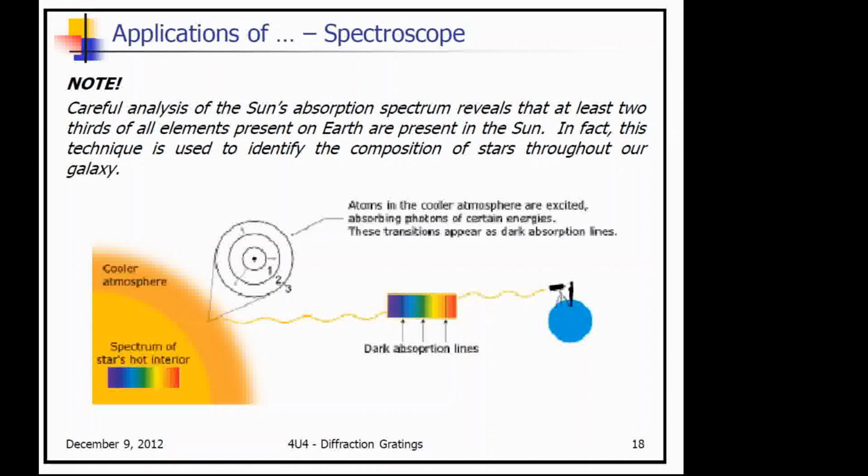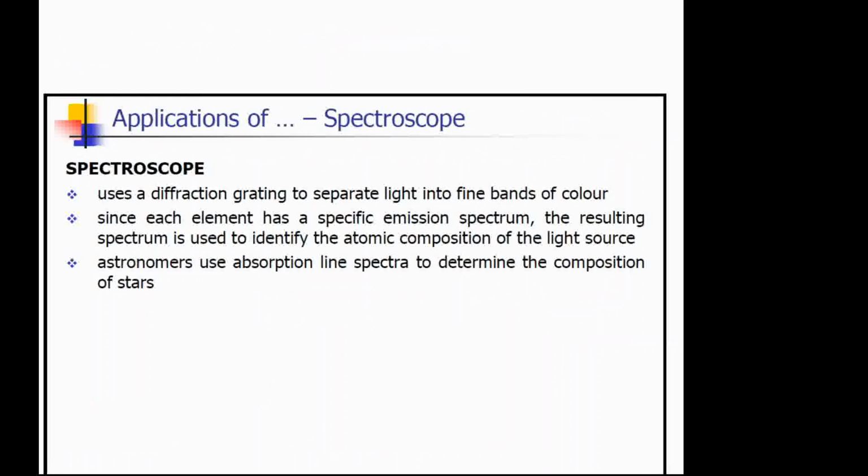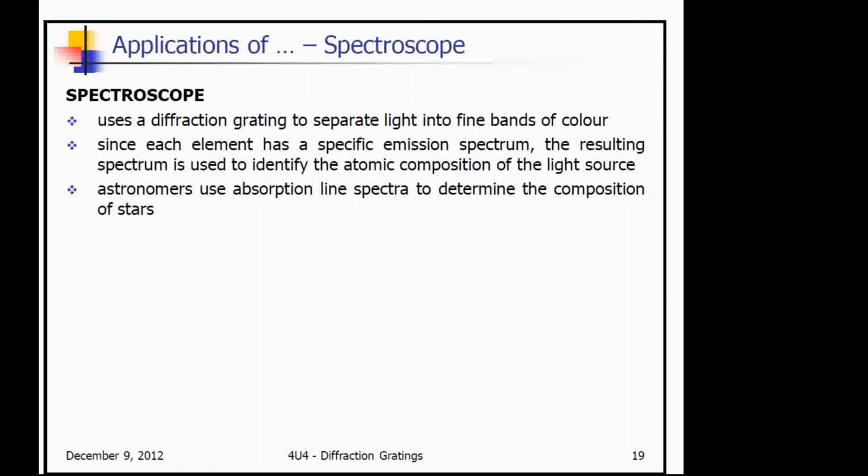So careful analysis of the sun's absorption spectra reveals that at least 2/3 of all elements present on Earth are present in the sun. In fact, this technique is used to identify the composition of stars throughout our galaxy. So you can copy this down for a spectroscope. It is a device that uses a diffraction grating to separate light into fine bands of color. Since each element has a specific emission spectrum, the resulting spectrum is used to identify the atomic composition of the light source. It says astronomers use absorption line spectra to determine the composition of stars.